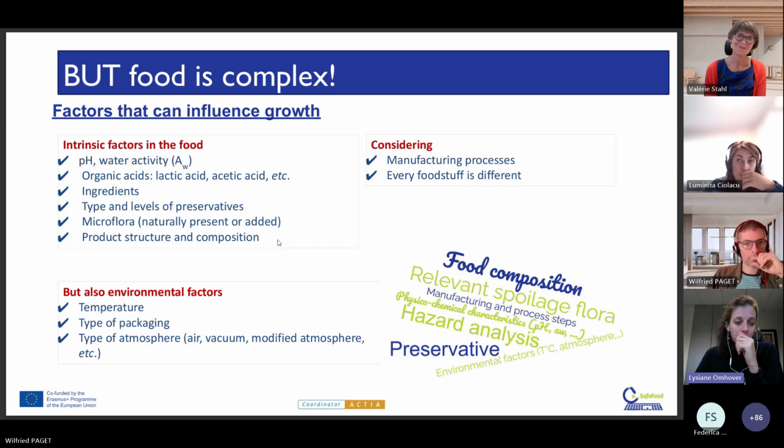So there are also other factors. Temperature we talked about previously, but the type of packaging can also have an influence, and the type of atmosphere used. There are different conditions with air or vacuum or modified atmosphere. So it is important to consider the manufacturing processes and to be conscious that every foodstuff is different.